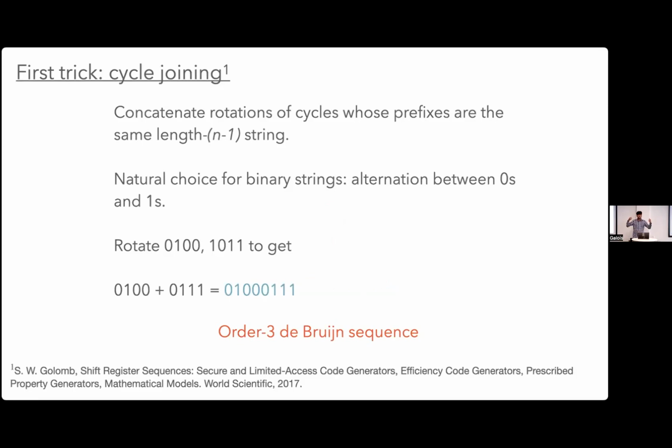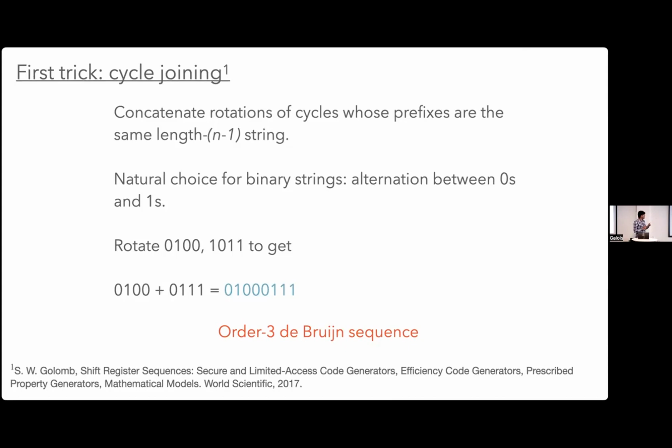What we're doing is we're taking 2 cycles and we're literally joining them at a shared substring. We can effect this by concatenating rotations of the cycles whose prefixes are the same length n minus 1 strings. Here, our target order is 3, so length n minus 1 is 2. And it turns out that the natural choice for the shared substring at which you're supposed to join these cycles is an alternation between zeros and ones. So here, we have these 2 cycles, 0, 1, 0, 0, and 1, 0, 1, 1. We rotate the length 2 alternation to 0, 1, for example.